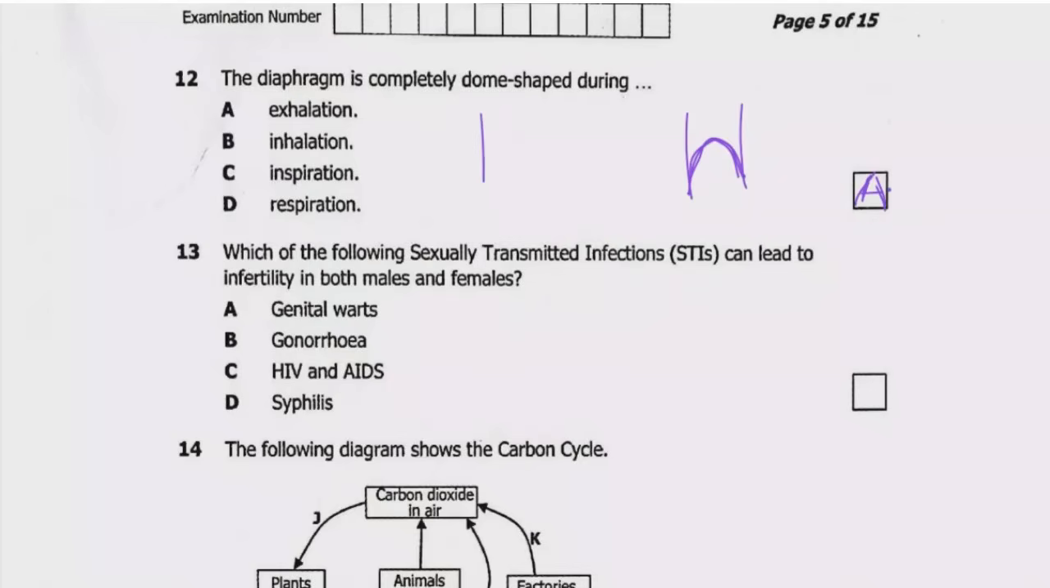Now let me talk about inhalation. When you inhale, you breathe in. That means the diaphragm will flatten. Why? It's increasing the cavity so that a lot of air can go into our body. So if the question was the diaphragm is flattened during dash, then we could have said B, which is inhalation.